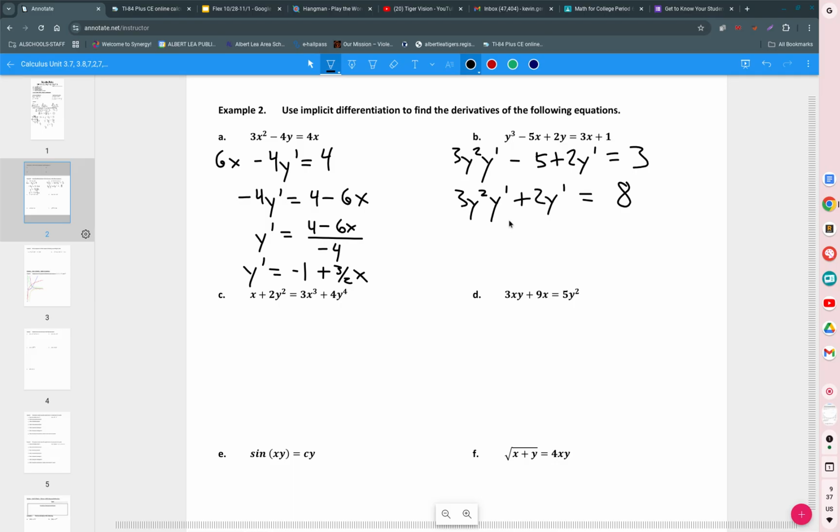What do I do in order to isolate the y prime? Factor it out. Thank you, Ava Murray. So now I only have a y prime times 3y squared plus dos, which is Spanish for 2. And finally, I divide, and I get y prime is equal to 8 over 3y squared plus 2.